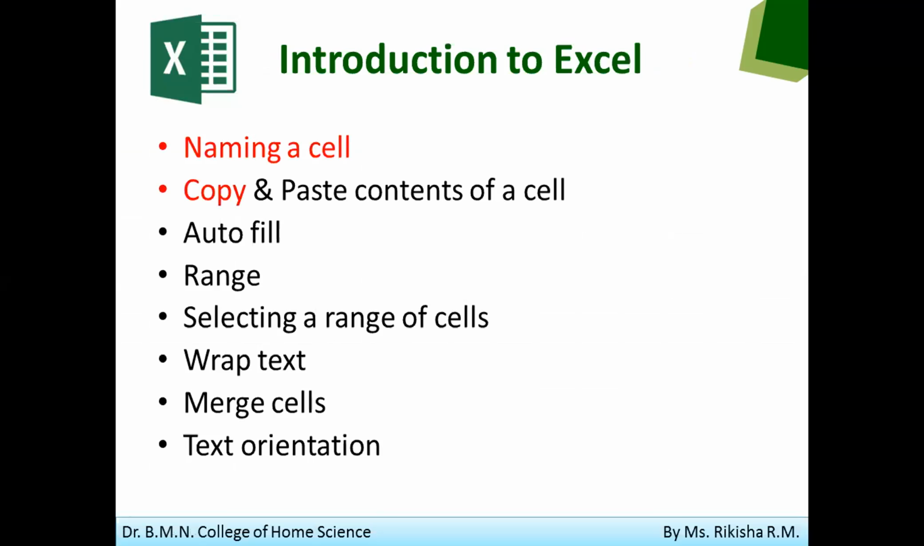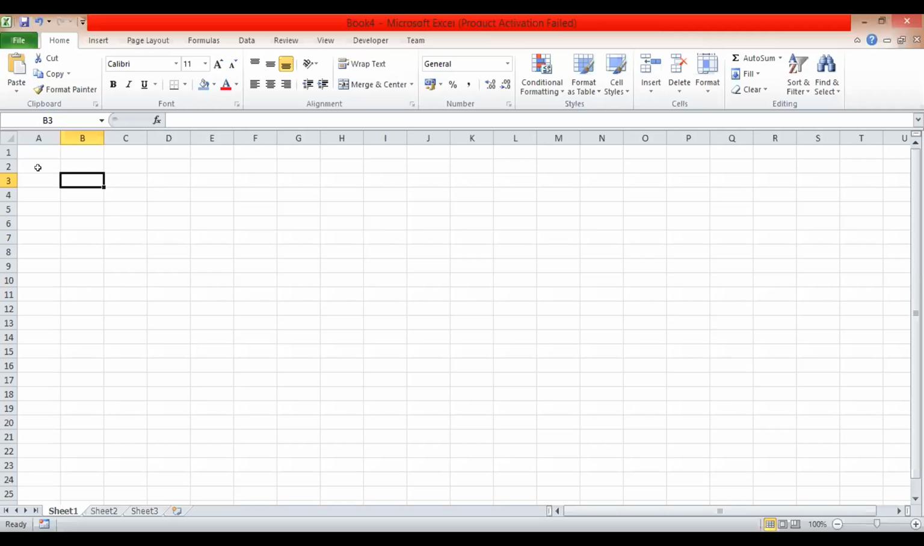Now the next point is how do you copy and paste contents of a cell? Copy and pasting contents of a cell is pretty much simple in Microsoft Excel. So let's see. Supposing I have written some sort of text over here. Supposing I have written, this is a lucky day. Now I simply need to copy and paste this.